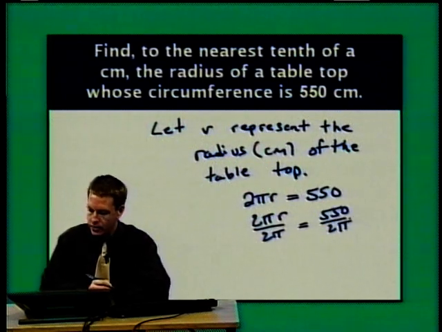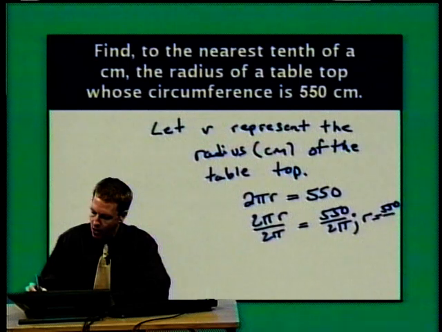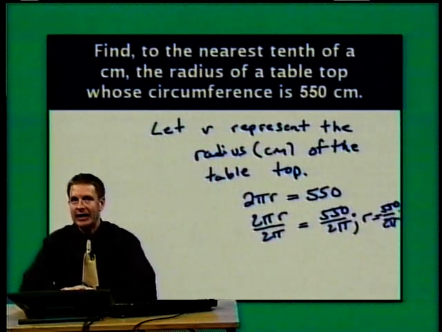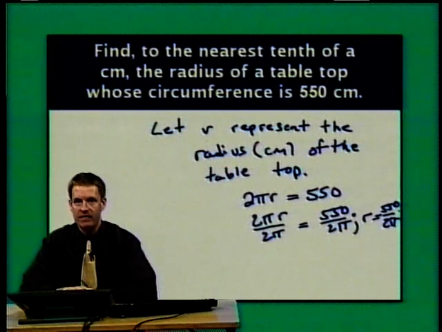And when I do that, I end up with the equation that r equals 550 over 2 pi. Now the problem explicitly asked us to find to the nearest tenth the radius of the tabletop. So we need a decimal representation of this number. We need to, on our calculator, divide 550 by 2 times pi.